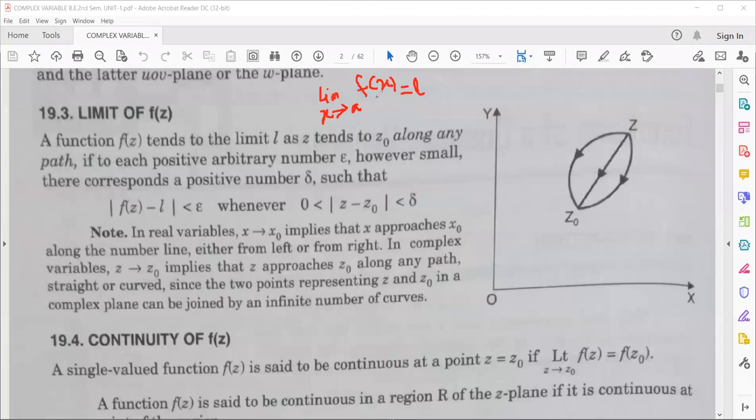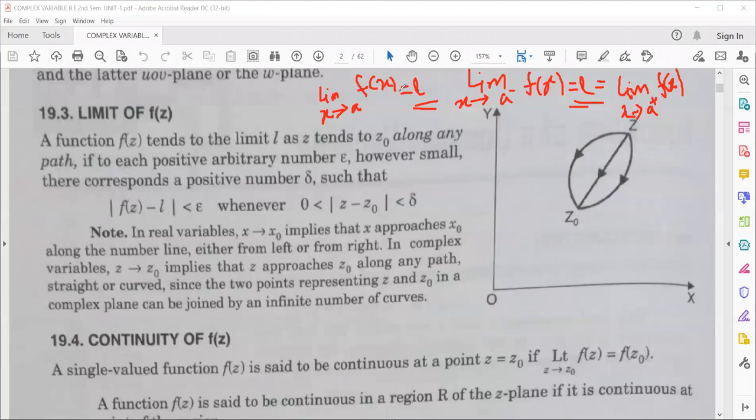If limit x tends to a, f of x is equal to L, that means its left hand limit, limit x tends to a negative, f of x, is equal to L, and its right hand limit, x tends to a positive, f of x, is also L. So when x tends to a, both the left hand limit and right hand limit are equal to L. Then only you can say that limit x tends to a, f of x is equal to L. That means the limiting value of the function f of x when x tends to a is L. That means the limit will exist.